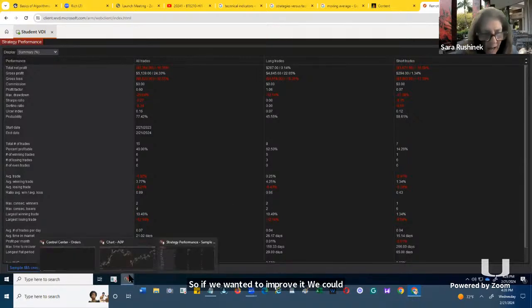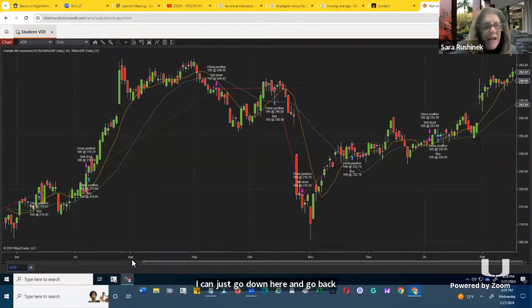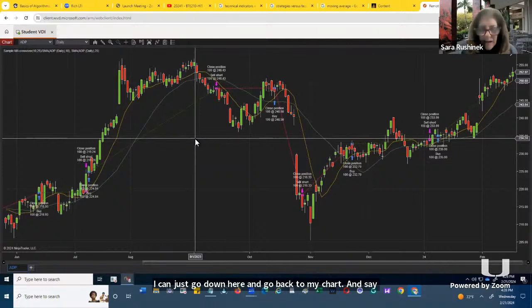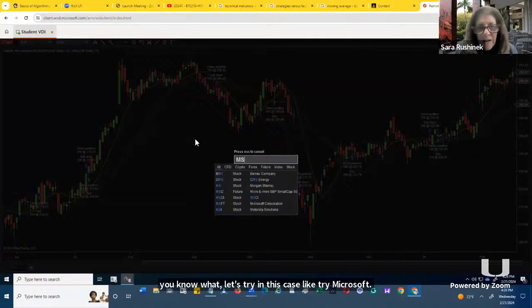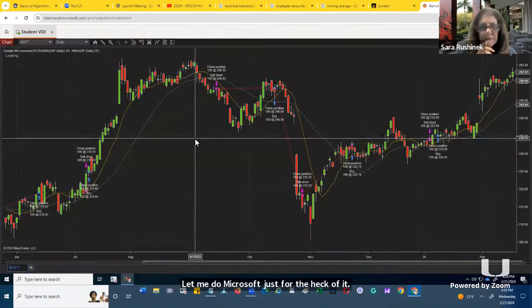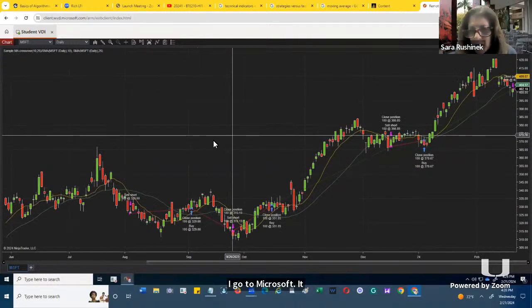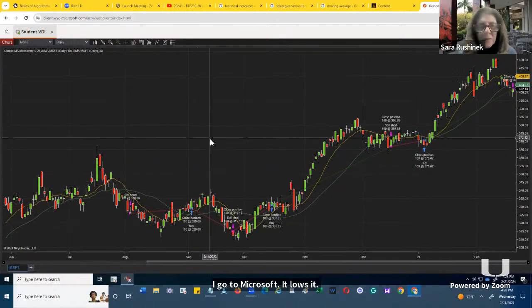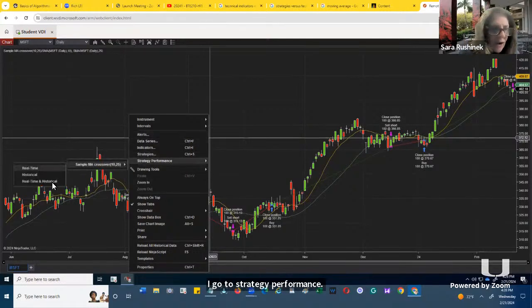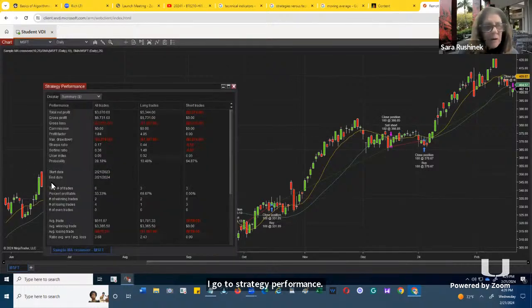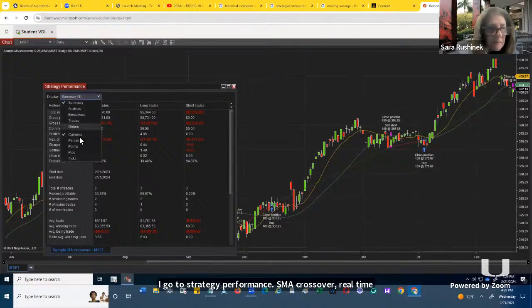So if we wanted to improve it, we could go back and improve it. If I want to go back, I can just go down here and go back to my chart and say, you know what, let's try Microsoft. So I'm just starting to type. Let me do Microsoft just for the heck of it. I go to Microsoft, it loads it, right? How do I get to strategy performance? I go to strategy performance, SMA crossover, real time and historical. This already looks better, doesn't it?